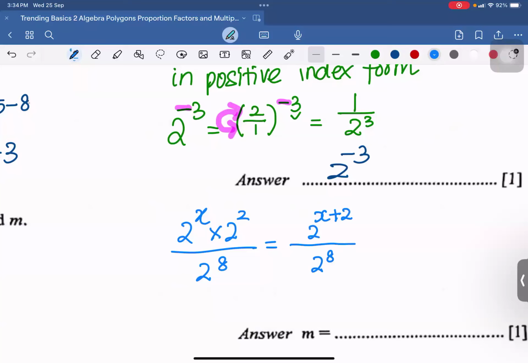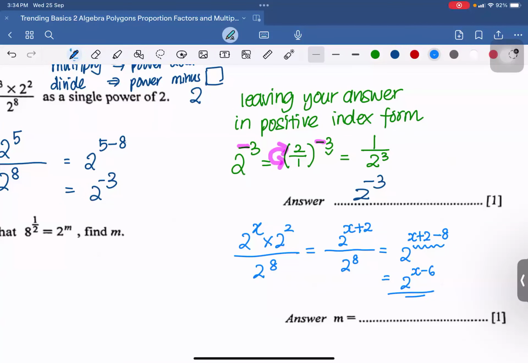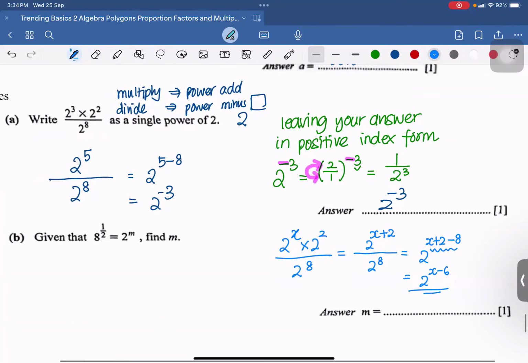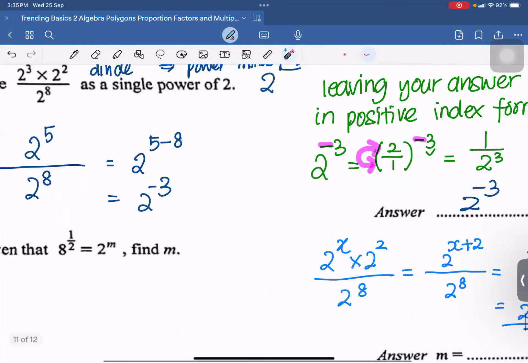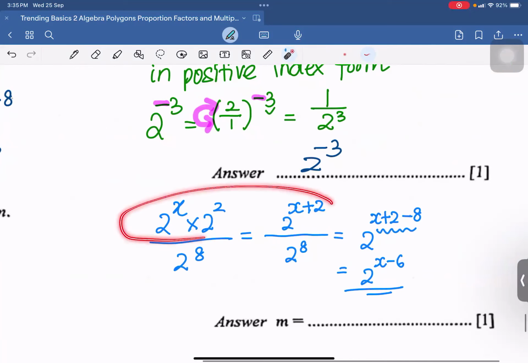Then this is 2 to the power 8. Now, division, so the powers subtract. Then what will I get? 2 to the power of, take the x plus 2, do what to it? Minus 8. Then it becomes 2 to the power of x minus 6. Correct. So this one will be your answer as a single power of 2. Although the question trend is very old and very standard, nowadays they like to add in algebra, so you must apply the concepts accordingly. It may be algebra, but the thing still works the same way.